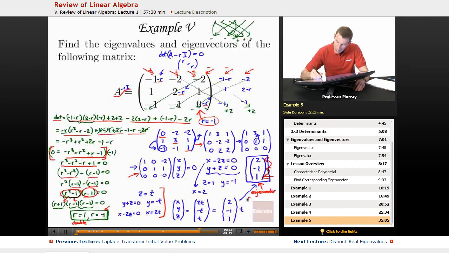and remember, that was just for the eigenvalue r equals negative 1. So we still need to go back and find the eigenvector corresponding to the eigenvalue r equals 1. That's what we're going to do on the next slide.